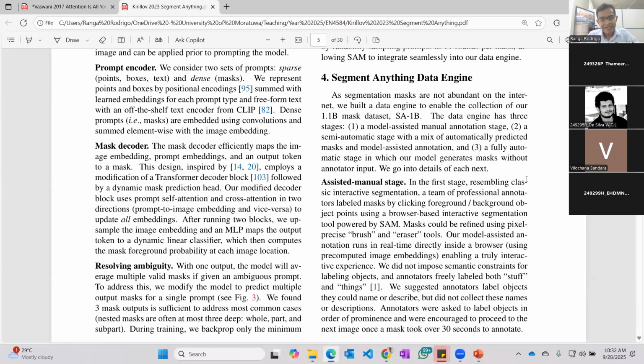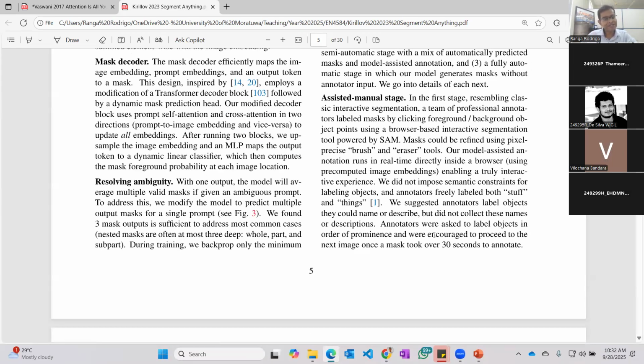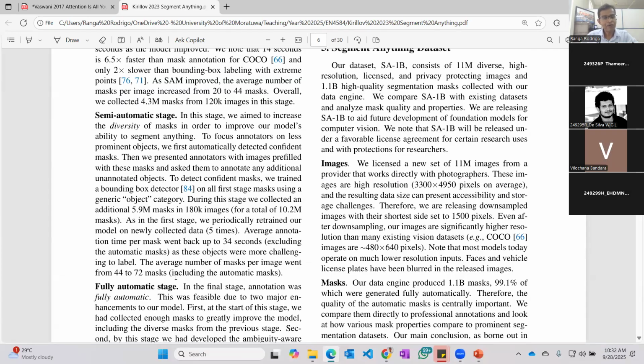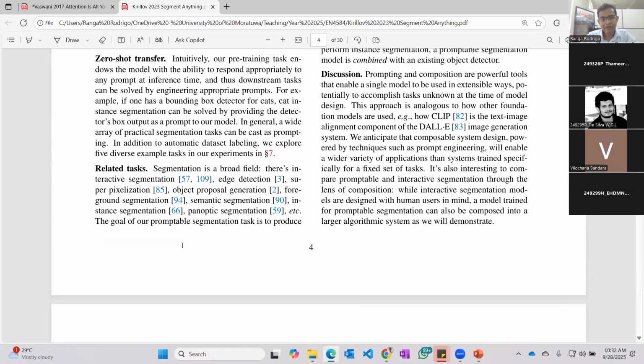In the first stage, resembling classic interactive segmentation, a team of professional annotators label masks by clicking foreground and background object points using a browser-based interactive segmentation tool powered by SAM. Masks could be refined using a pixel-precise brush and eraser tool. So like that, humans do that first. Then after that, semi-automatic, and then finally, fully automatic. If you are interested, you can look at how they do that.